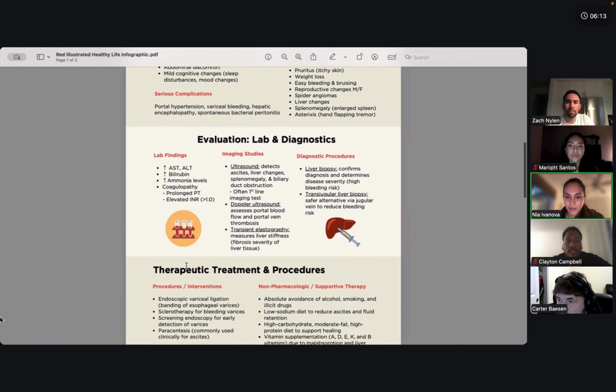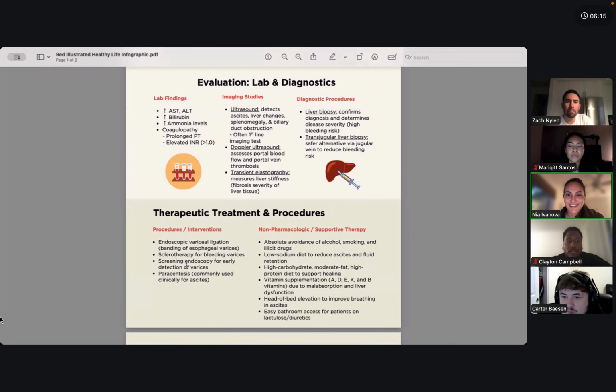Other procedures include endoscopic variceal ligation, sclerotherapy for bleeding varices, screening endoscopy for early detection of varices, and paracentesis, commonly used clinically for ascites.